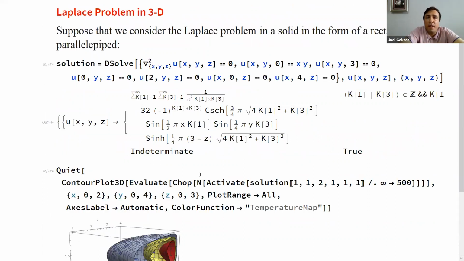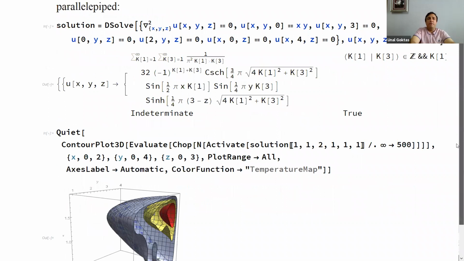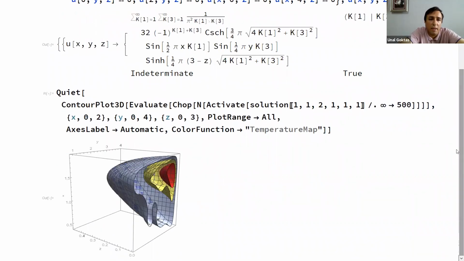Next, Laplace problem in 3D. So in this case, similar to the heat and wave problems, we get a solution with double summation. And when we plot a contour plot of this solution, the solution will look like this.